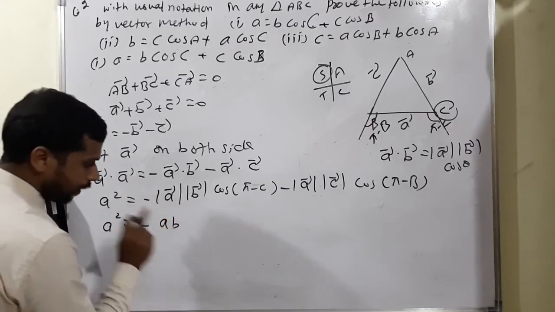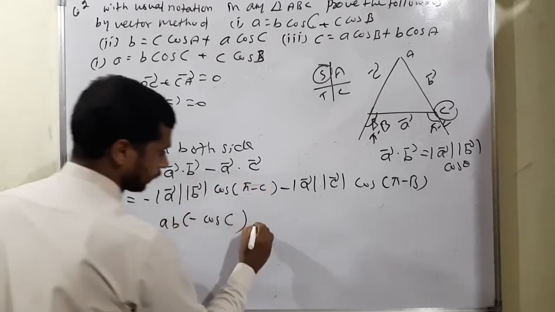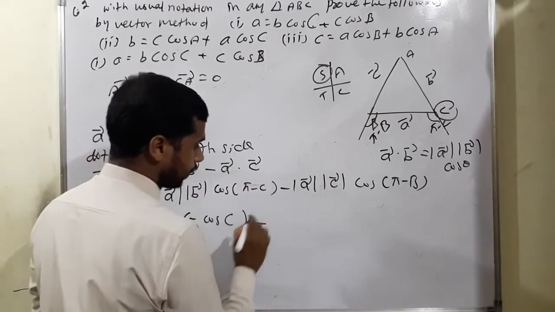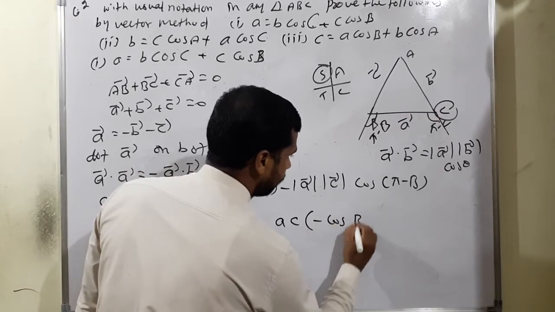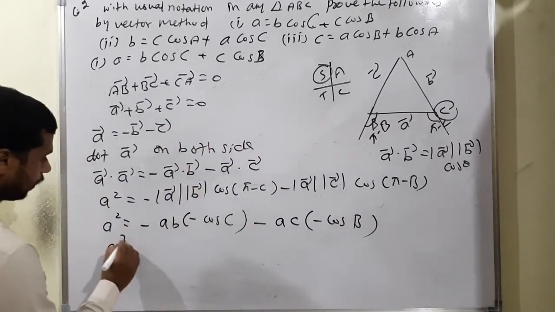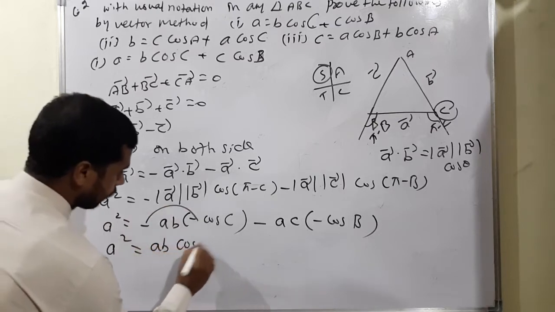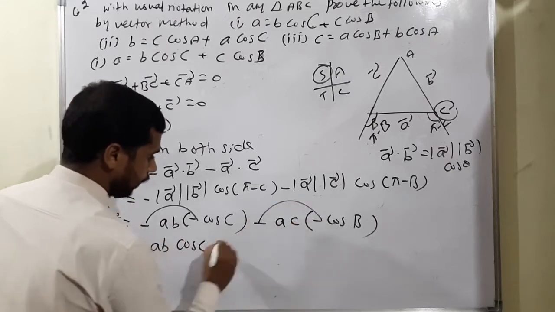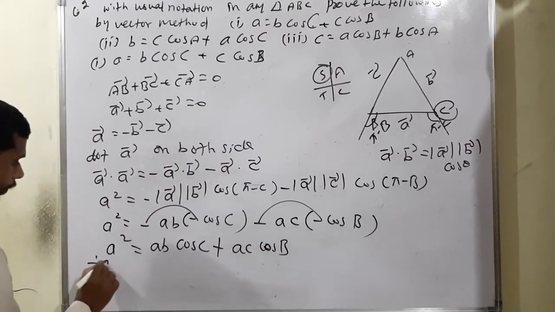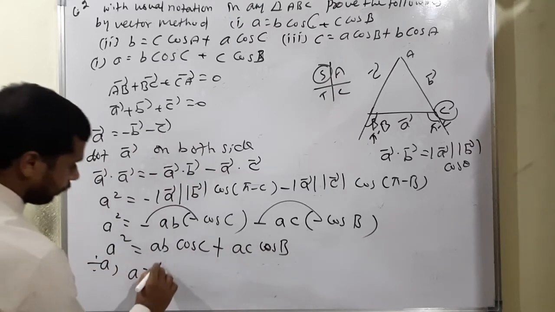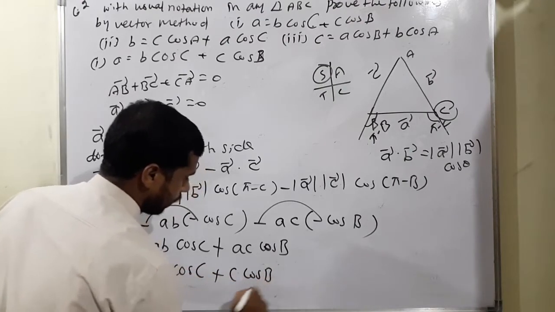will come, modulus of b vector means b will come, cos of pi minus C means definitely minus cos C will come. Next step also, a vector into c vector is, so definitely a c, then inside minus cos B will come. Okay, again a square is equal to minus into minus plus ab cos C, then again minus into minus plus AC cos B. Each and every time divided by A means A is equal to B cos C plus C cos B. See, hence proved.